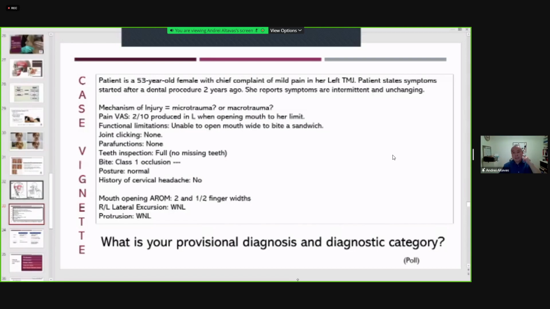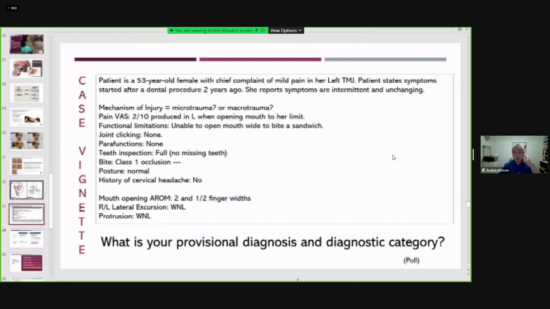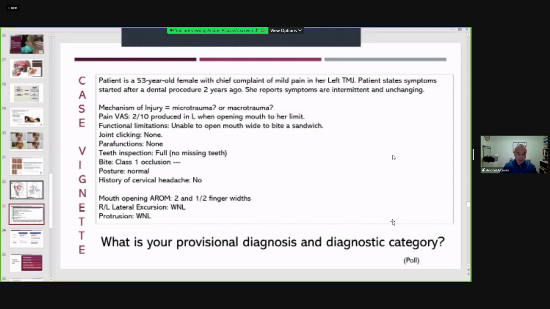So I have a patient who's a 53-year-old female with a chief complaint of mild pain in her left TMJ. Patient states that symptoms started after a dental procedure 2 years ago. She reports symptoms are intermittent and unchanging. So look at this whole history first. You have a patient who's a little bit above the prevalence of TMJ disorders. She's 53, and her pain is very localized to the jaw, the TMJ, which tells us it could be a local problem. It's intermittent, meaning it could be a mechanical problem too.